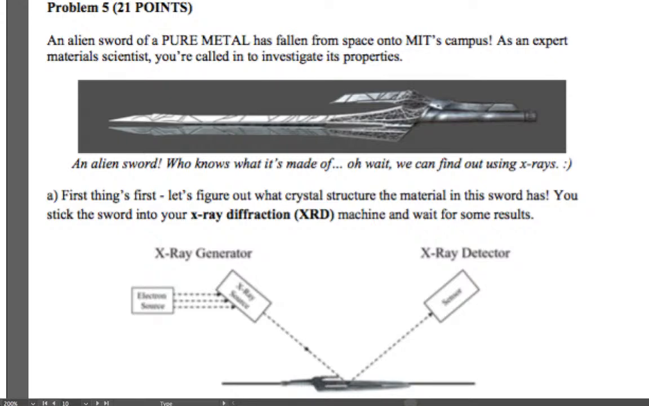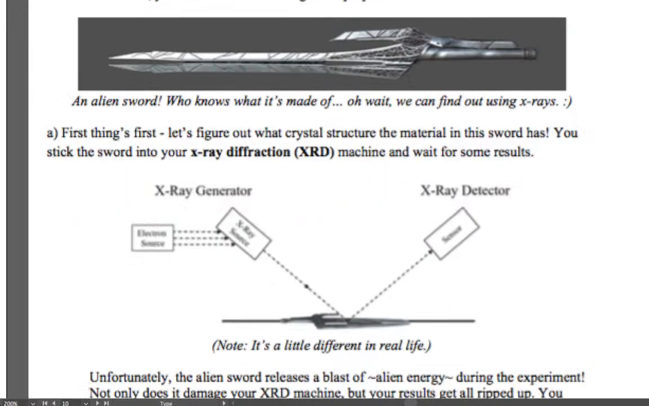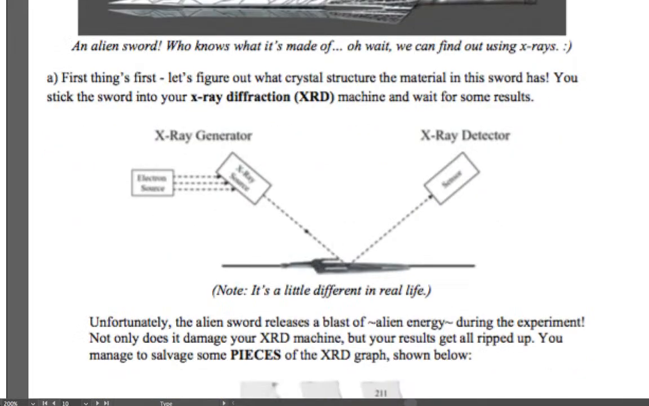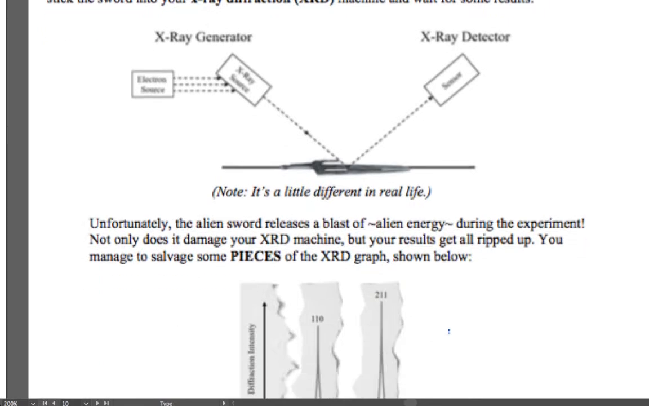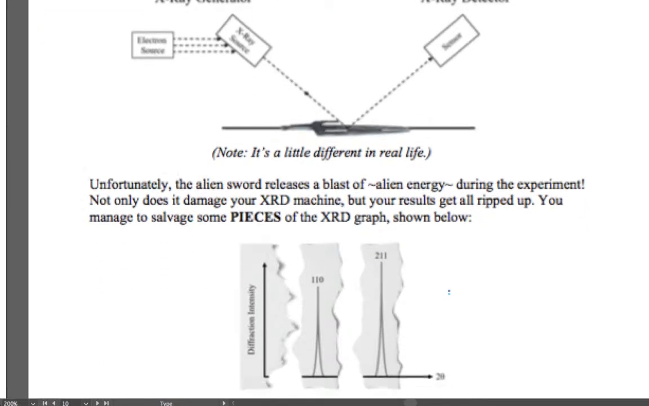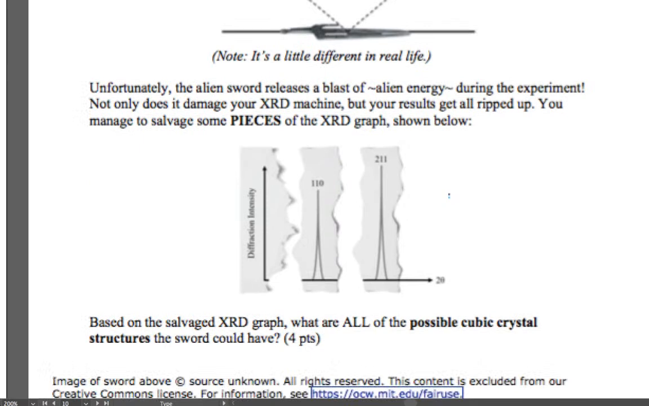First things first, let's figure out what crystal structure the material in this sword has. You stick the sword into your X-ray diffraction machine and wait for some results. Unfortunately, the alien sword released a blast of alien energy during the experiment. Not only does it damage your XRD machine, but the results get all ripped up. You manage to salvage some pieces of XRD shown below. Based on the salvaged XRD graph, what are all of the possible cubic crystal structures the sword could have?